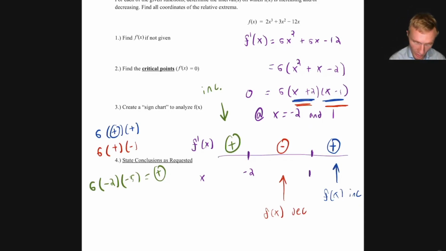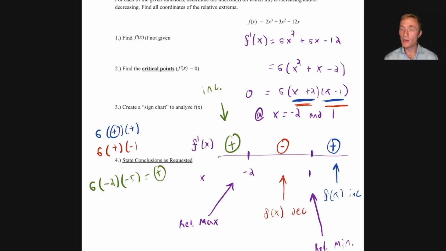We're going to have two last things to point out here. We're going to have a relative max at x equals -2, and we're going to have a relative min at x equals 1, because at x equals -2, the derivative goes from positive to negative. At x equals 1, the derivative goes from negative to positive. So that's it for today.